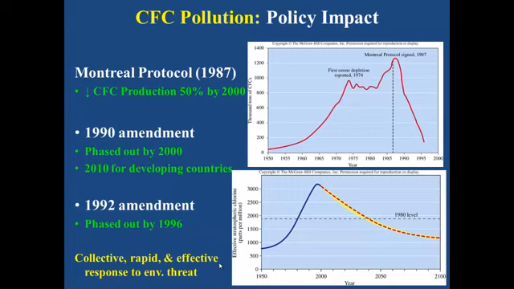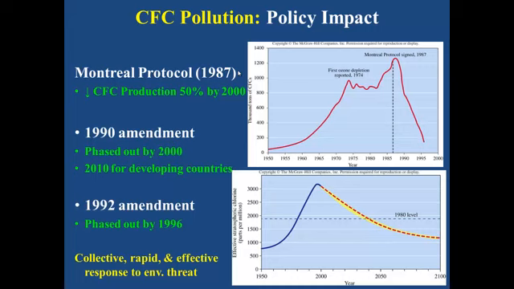Okay, so what policy has been instituted? Basically, Rowland and Molina lobbied and advocated for stopping the emissions and production of CFCs starting in the mid-1970s. And it wasn't until 1987 when an international agreement called the Montreal Protocol came about, where basically all the nations that came together agreed that they would reduce CFC production by 50% by 2000.